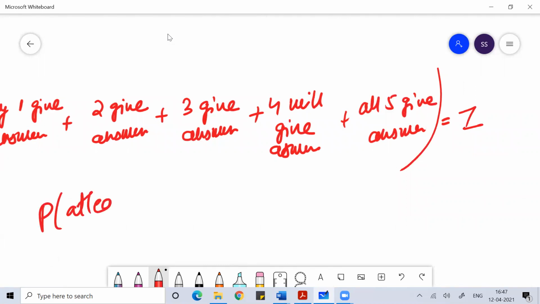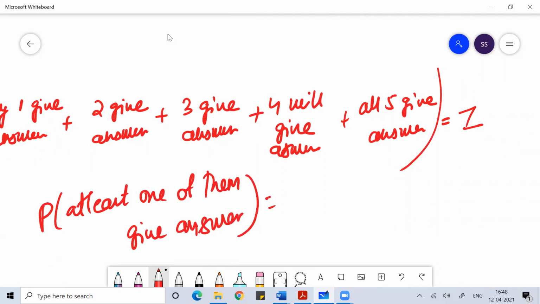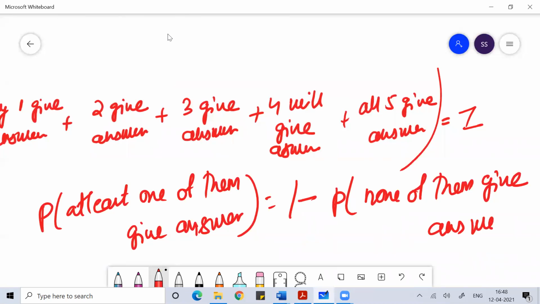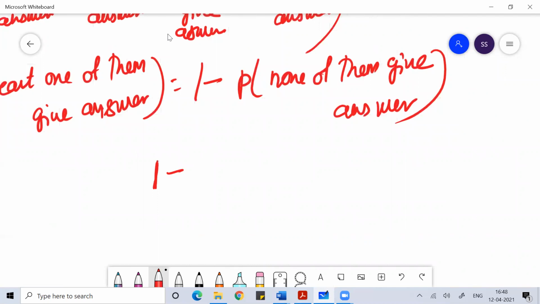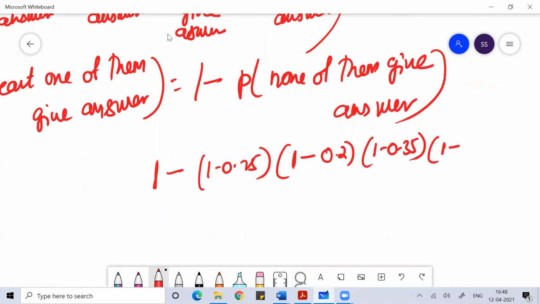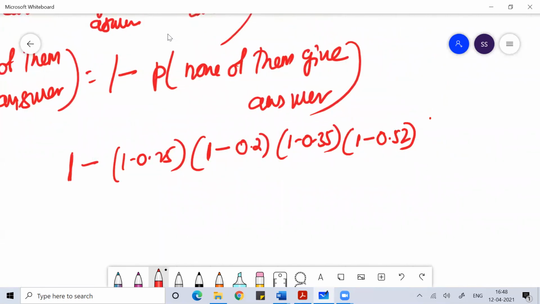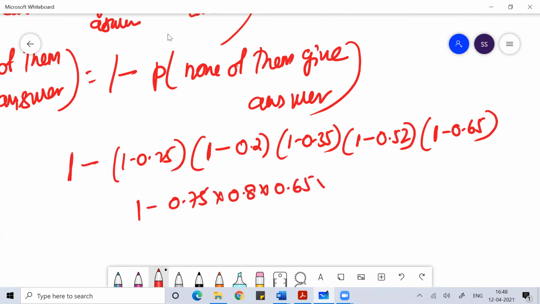So what is the probability that at least one of them gives the answer? The probability that at least one of them gives the answer means 1 minus the probability that none of them gives the answer. So here 1 minus. What is the probability that A will not give the answer? That is 1 minus 0.25. What is the probability that B will not give the answer? That is 0.20. Then 1 minus 0.35, which is 0.65. This is 1 minus 0.75 into 0.8 into 0.65 into 0.48 into 0.35. So you solve this, that is your answer.